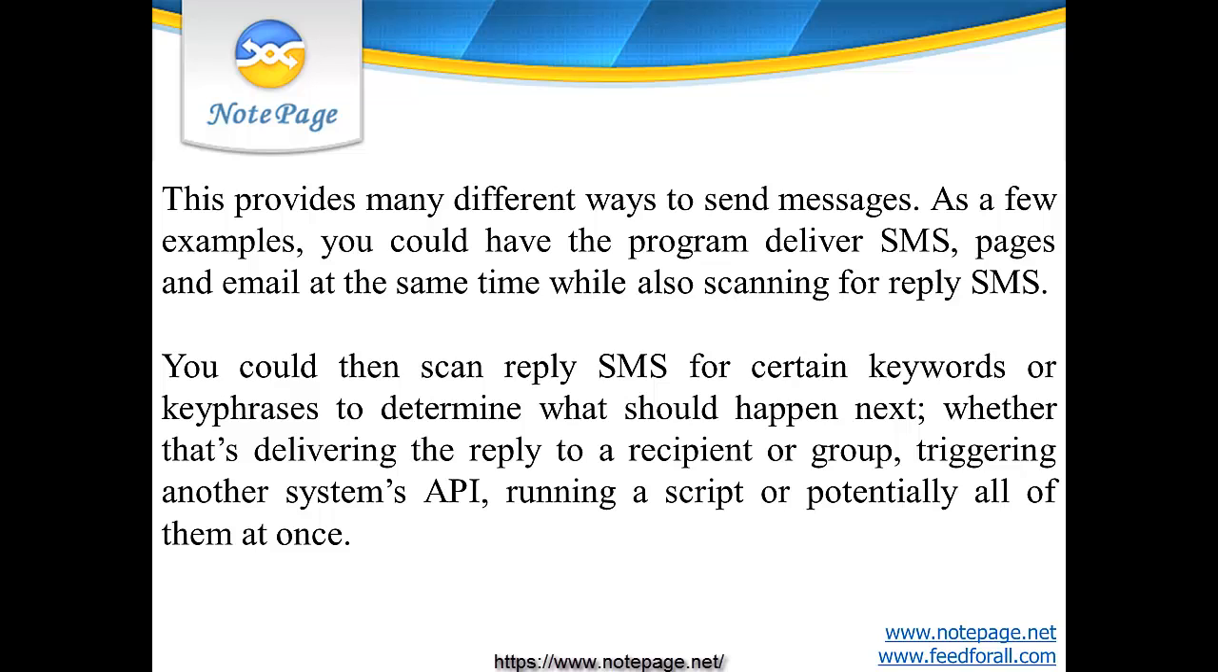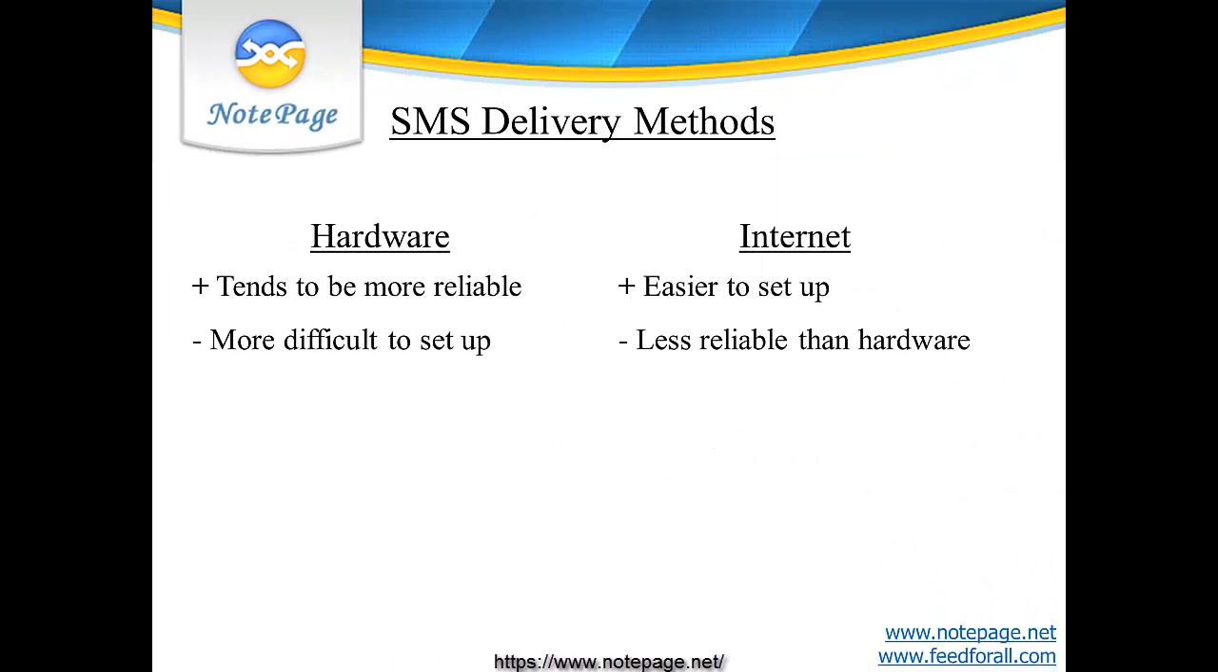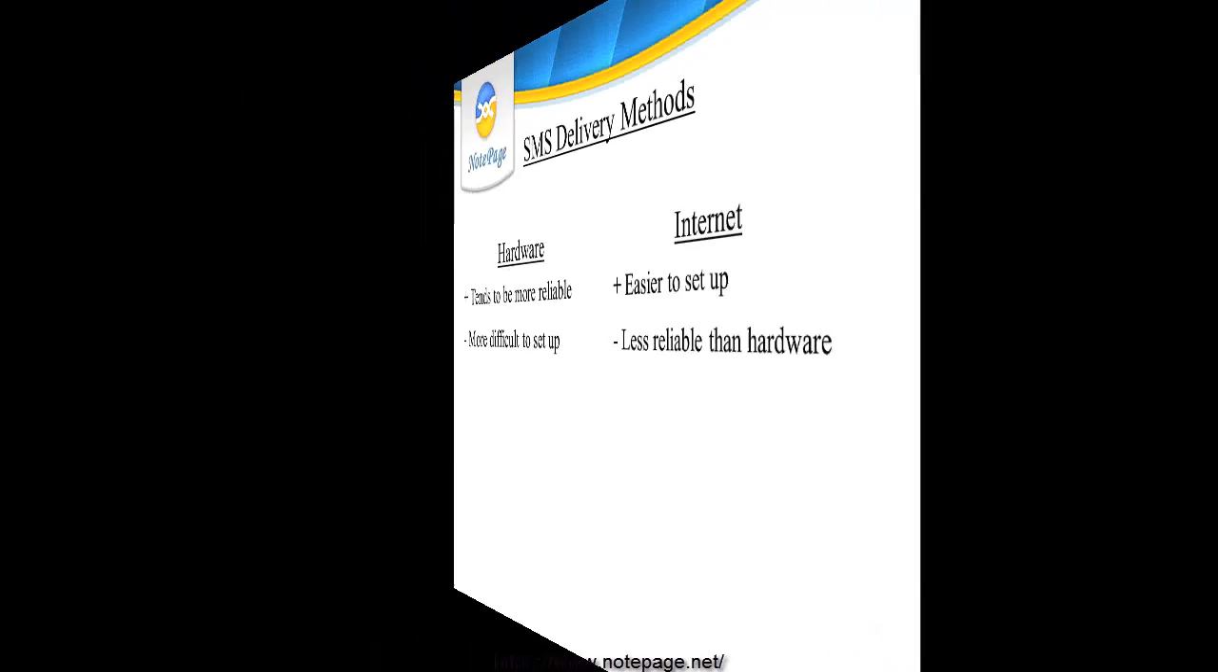So let's talk about how PageGate delivers messages. First, let's go over text messaging. There are two primary styles of SMS delivery: Internet and hardware. Of the two, cellular hardware generally tends to be more reliable, as it sends text messages just like a cell phone does. There's no Internet to SMS translation gateway involved.